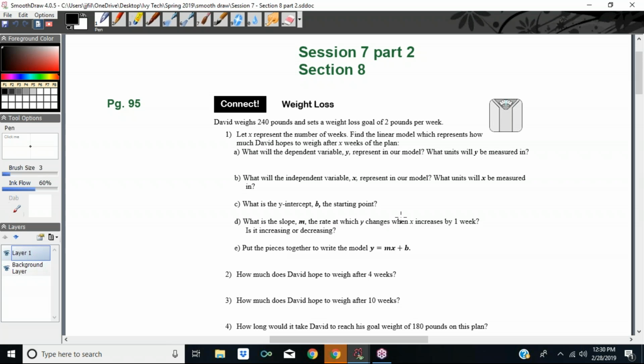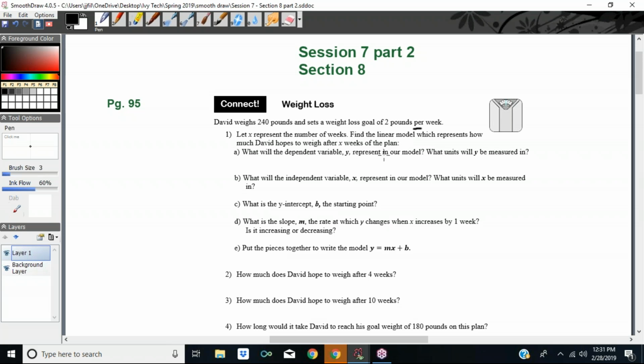Now it says here, David weighs 240 pounds and sets a weight loss goal of 2 pounds per week. So what is the starting weight, or what is the starting amount? 240, right? So remember that the starting amount is the y-intercept. The rate of change is the slope. So the starting amount is 240 and the rate of change is 2 pounds per week. So when we see this word here, that's our signal that the number around it is the slope.